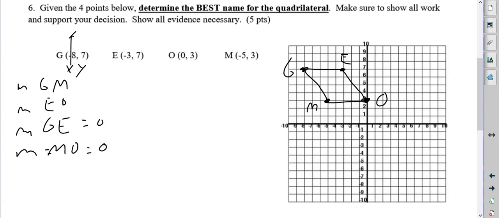We can count. We don't have to do subtraction. We can literally just count. So from G, we go 1, 2, 3, 4, down 4, and right 1, 2, 3. Negative 4/3. From E, we go down 1, 2, 3, 4, and right 1, 2, 3, negative 4/3. So right now we know it's a parallelogram. Okay?